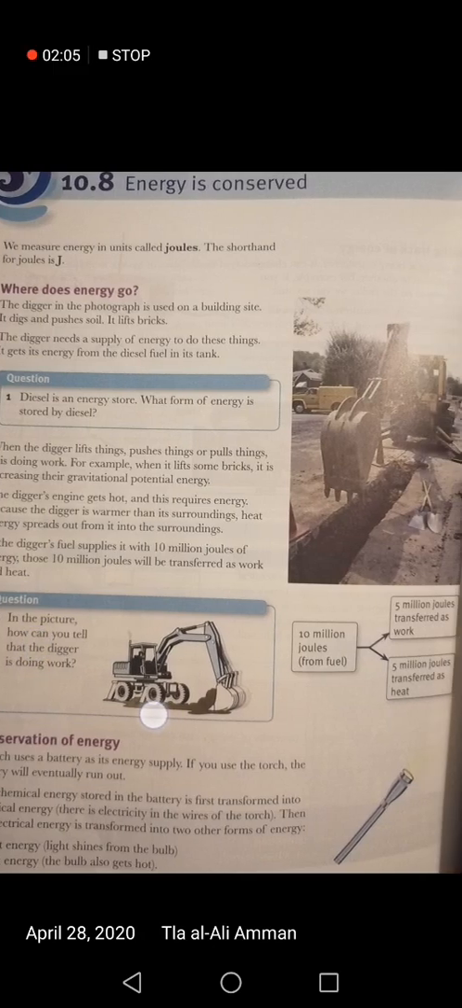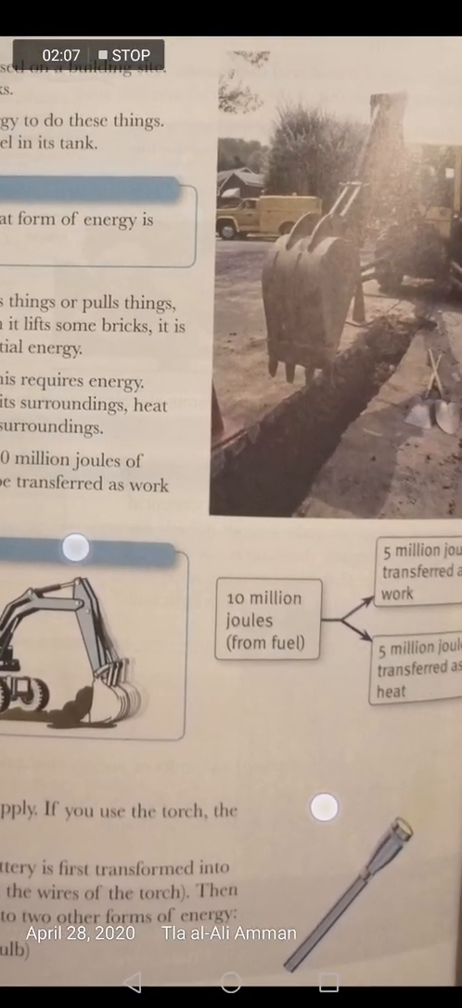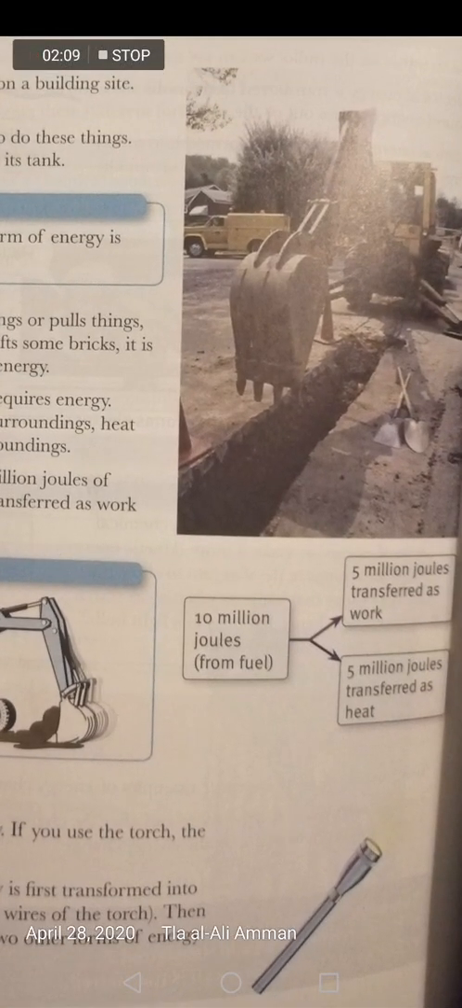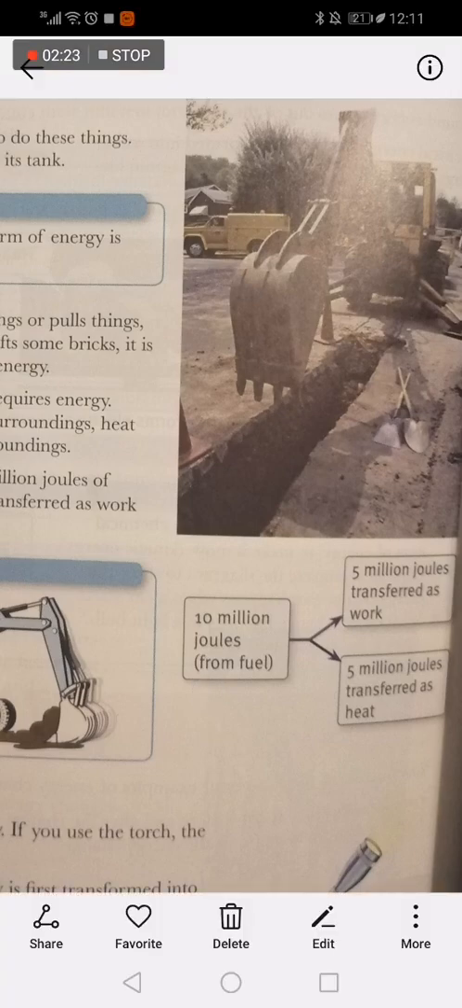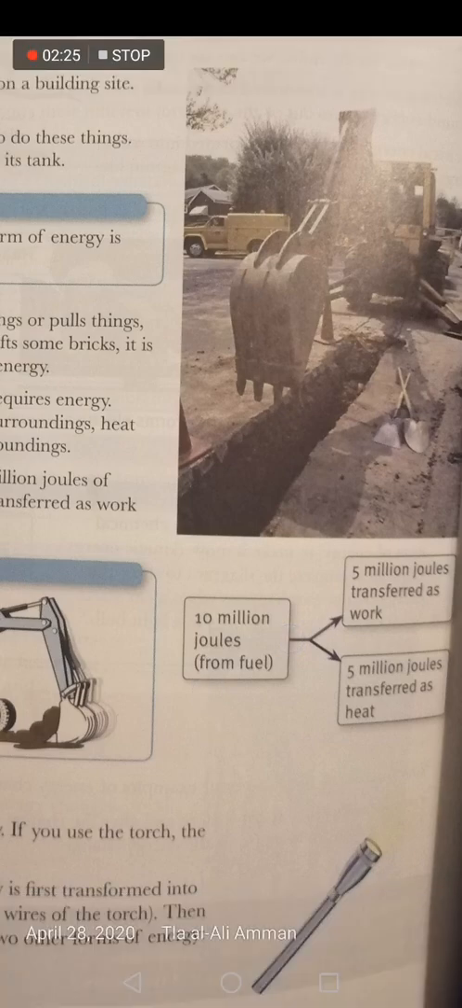Now let's say that this diagram shows us the transformation of energy. From the fuel we have 10 million joules. It was divided: 5 million joules transferred as work and 5 million joules transferred as heat. So the same amount we started with is the same amount that we ended up with.